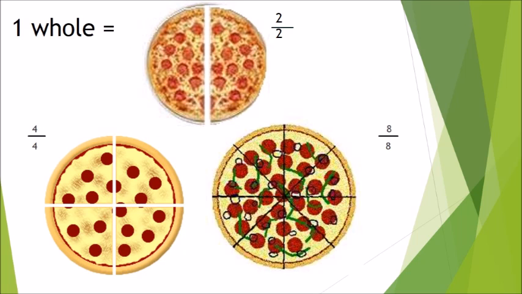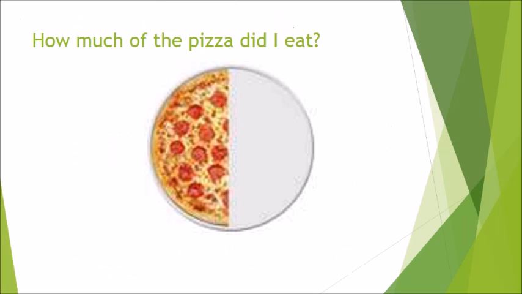Let's say we have some pizza. All three of these are a whole pizza, no matter if it is cut into halves, which is 2 pieces, quarters, cut into 4 pieces, or eighths, which is cut into 8 equal pieces. The pizzas are still a whole.